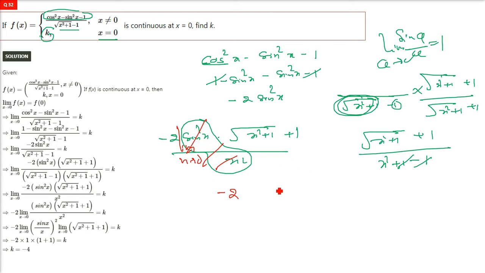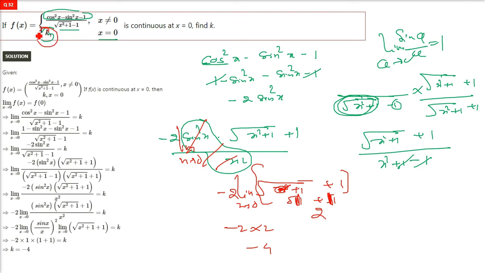Now minus 2 remains. Now let us apply x equals 0 here. So 0 plus 1 is 1, under root 1 is 1, and you have a 1 here also. So under root 1 plus 1 is going to be 2. Negative 2 is already outside, so it is going to be negative 4. So k will be equal to what? Negative 4. The answer is negative 4, because we equated it finally.